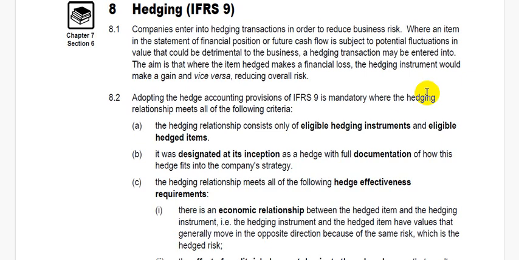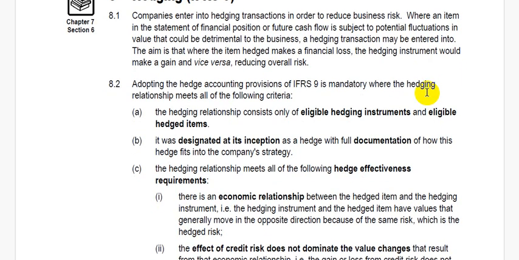So to adopt the hedge accounting provisions of IFRS 9 is mandatory where the hedging relationship meets all of the following criteria. So you need to know these criteria. The first one is that the hedging relationship consists only of eligible hedging instruments and eligible hedged item. Secondly, it was designated at its inception as a hedge with full documentation of how this hedge fits into the company's strategy. And thirdly, the hedging relationship meets all of the following hedge effectiveness requirements.